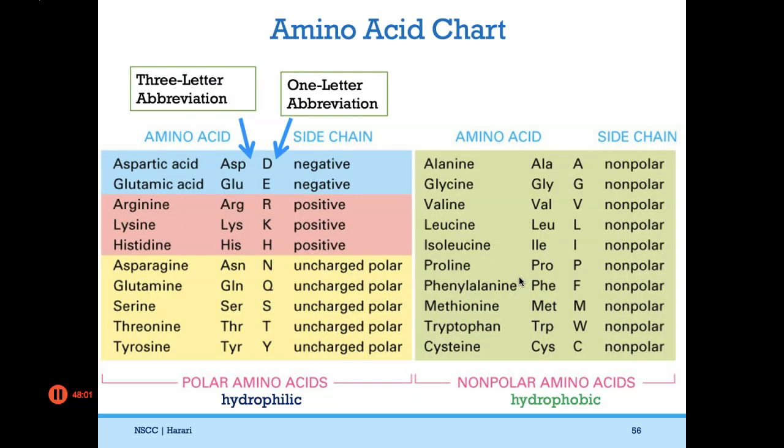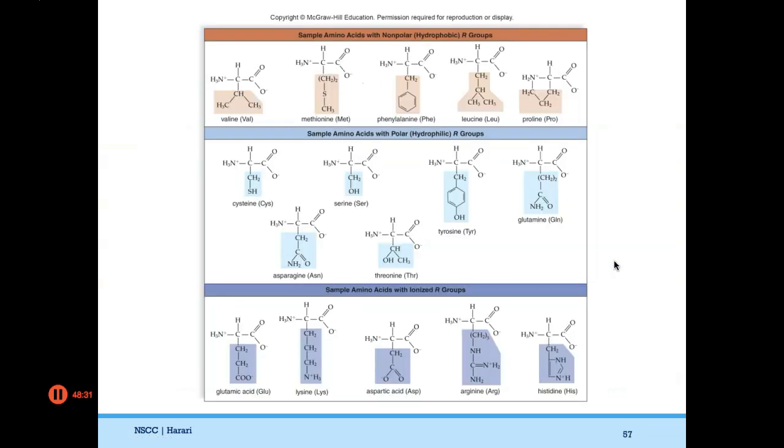That's very important. So this is a list of 20 amino acids. You don't have to memorize them. Each amino acid has a three-letter abbreviation and a one-letter abbreviation. And in this table, they're categorized by either being negatively charged, positively charged, polar, or nonpolar. So again, depending on the side chain, that'll determine whether it's negative, positive, polar, or nonpolar. And as amino acids connect together, we'll see that the properties of their R groups determine how they'll fold, how they'll interact.